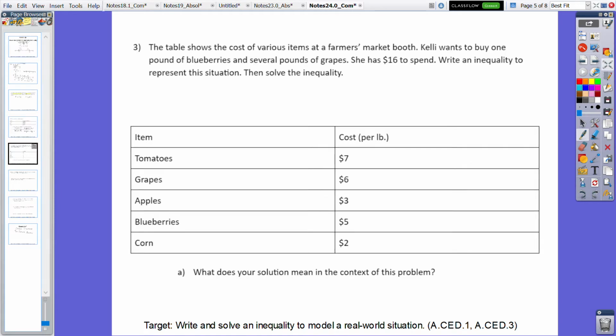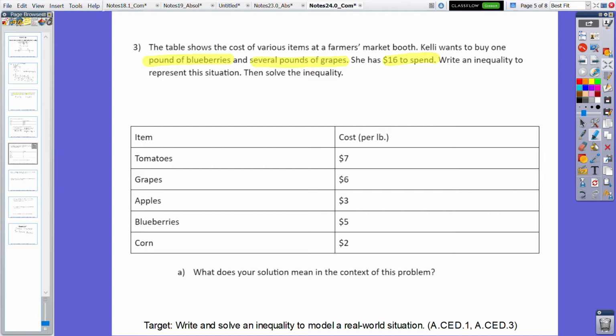Second example. The table shows the cost of various items at a farmer's market booth. Kelly wants to buy 1 pound of blueberries and several pounds of grapes. She has $16 to spend. Write an inequality to represent this situation, then solve the inequality. There's a lot going on here, even a lot going on in the table. So let's read through this again so we know what we need to pay attention to. Kelly wants to buy 1 pound of blueberries and several pounds of grapes, and she has $16 to spend.